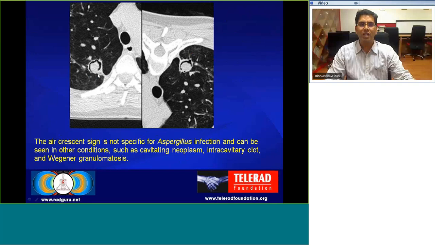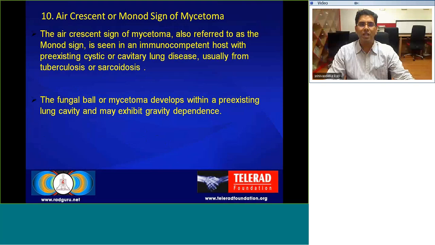This more commonly happens following tubercular infection or sarcoidosis, right? So as a Monod sign, it's seen in an immunocompetent host. Basically, you need to remember this: immunocompetent host, and pre-existing cystic or cavitary lung disease is mandatory for this.